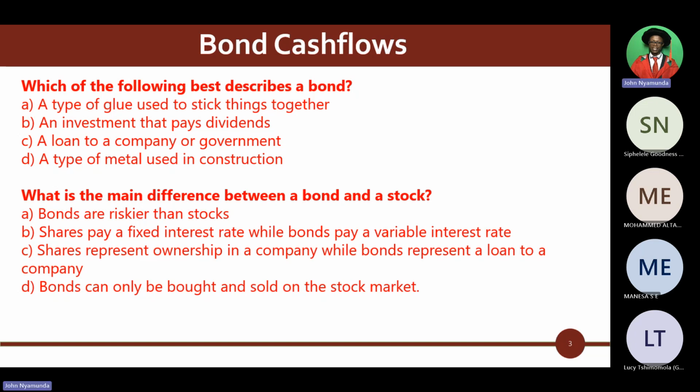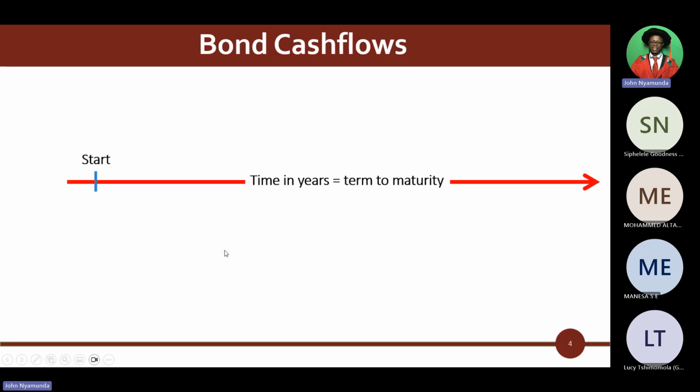Okay. What is the main difference? Shares represent ownership, ladies and gentlemen, you know what you're talking about. I didn't talk about the response for the first one. I think we all got it right. Which of the following best describes a bond? It's a loan to a company or the government. That's a bond. What is the main difference? Yes, all of you said shares represent ownership in a company.